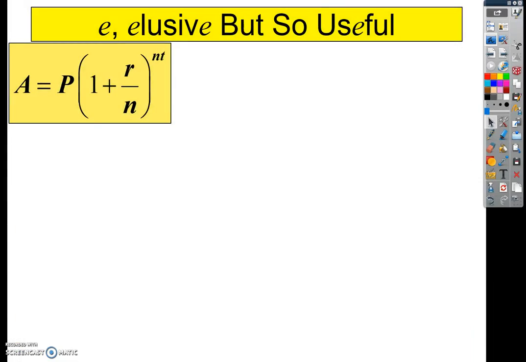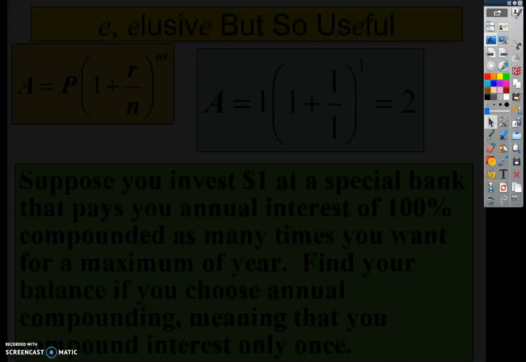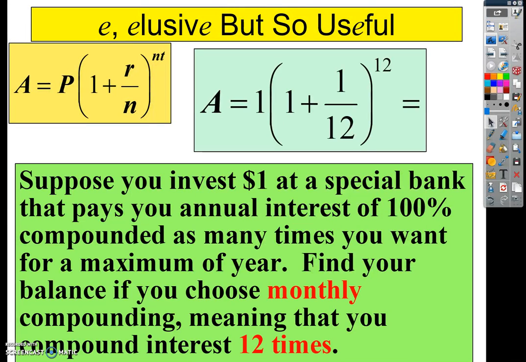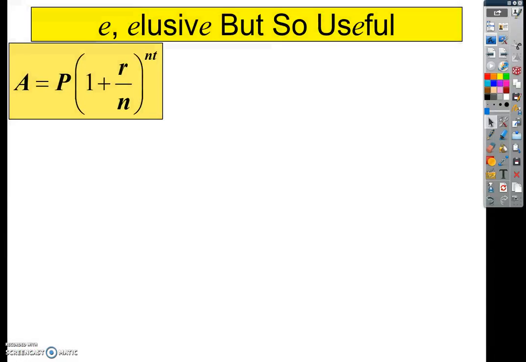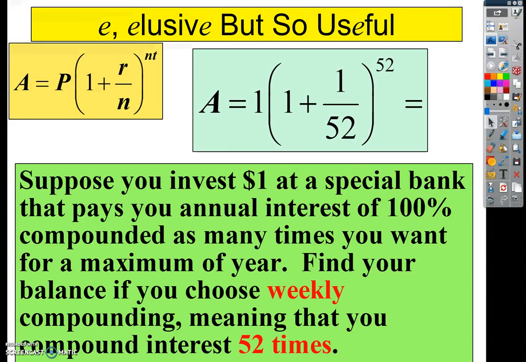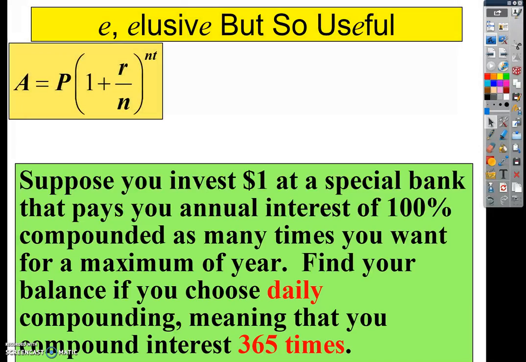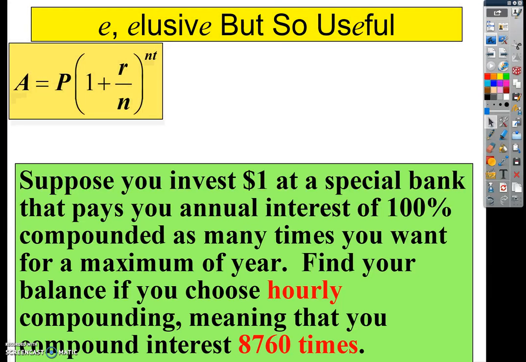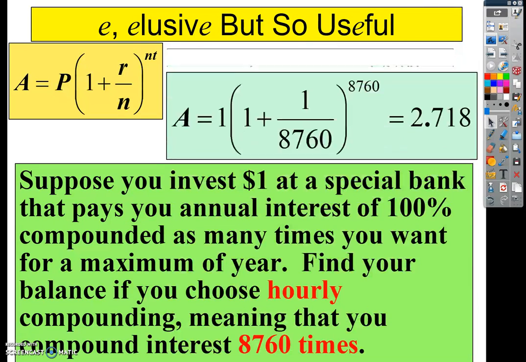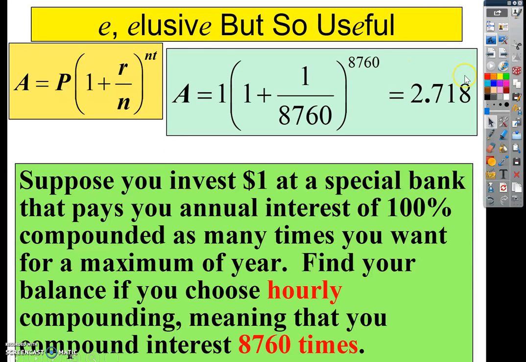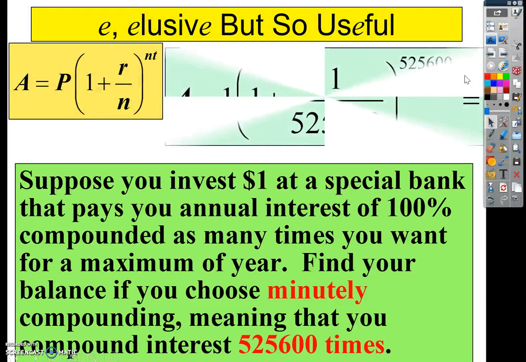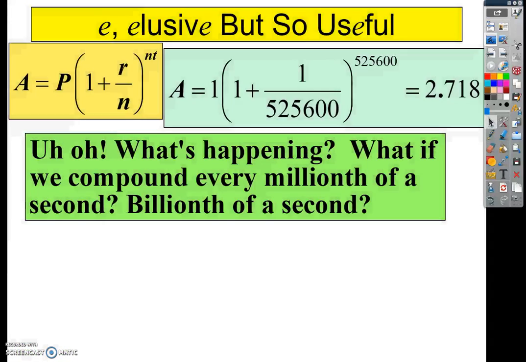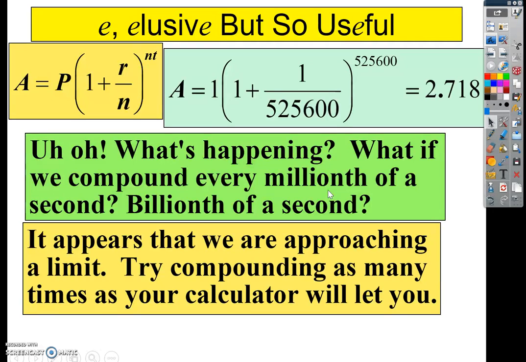So we start with interest only once a year, then we've got 12 times, same question, we get this number. Then we've got 52 times, we get this number. Then we've got daily, or 365 times, we get this number. And then if we went hourly, that'd be this crazy equation, which is this number. Turns out this number is getting closer and closer to e. We're approaching a limit.